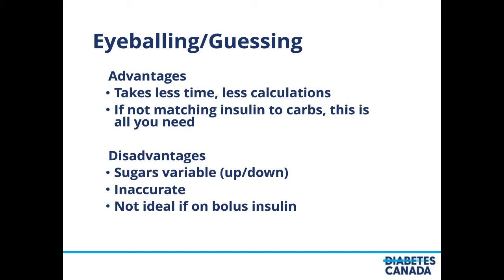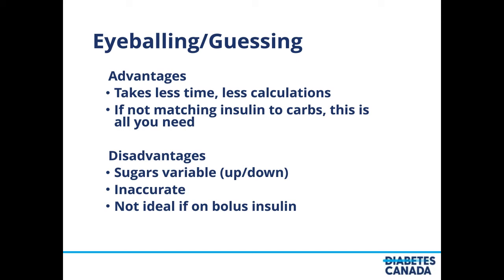Eyeballing or guesstimation can be very inaccurate. Research shows that we overestimate the foods we eat by about 20 to 25%. And it's not ideal if you're on a bolus or mealtime insulin. If you're on a mealtime insulin, we would like you to match up the carbohydrate a little bit better. But this is where we would start.